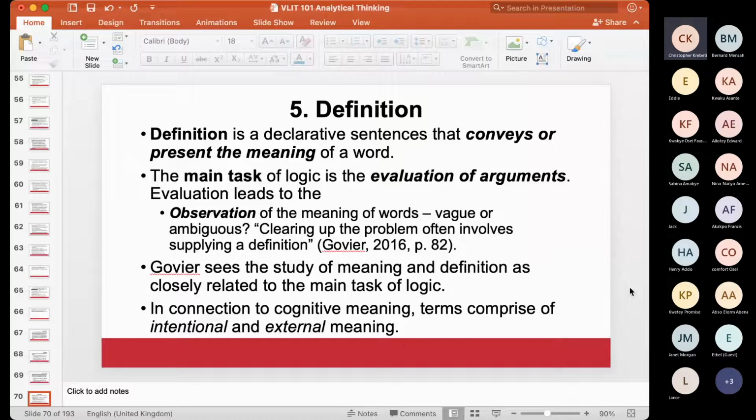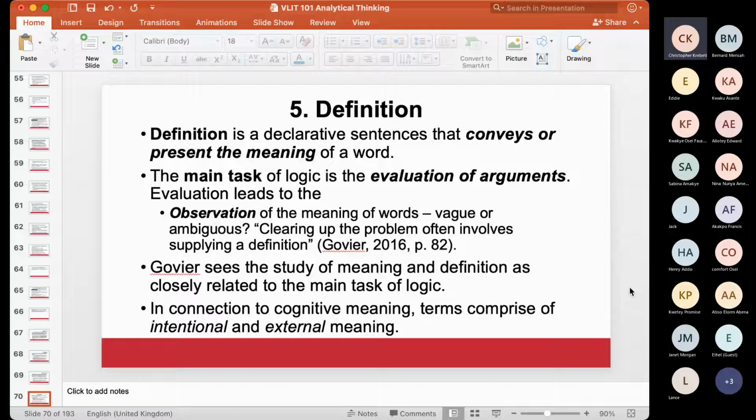So the task of logic, as we know, is about evaluating arguments. And you cannot evaluate an argument when you have not observed the meanings of the terminologies that have been used, as to whether those meanings are vague or ambiguous. And so Copi says that clearing up the problem often involves supplying a definition. This is why we give a definition to terms, so that we shall avoid vagueness, ambiguity, or equivocation. Copi sees the study of meaning and definition as closely related to the main task of logic.